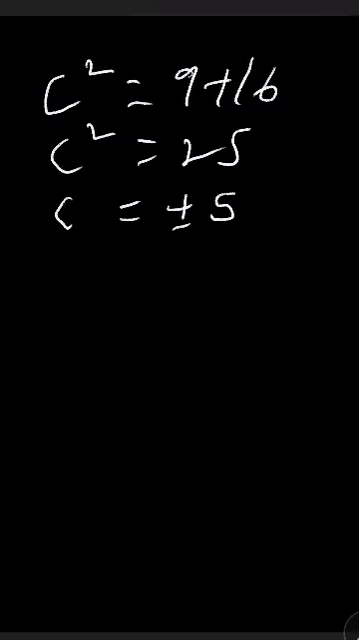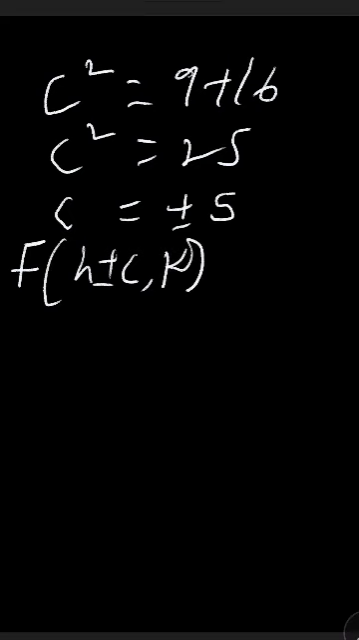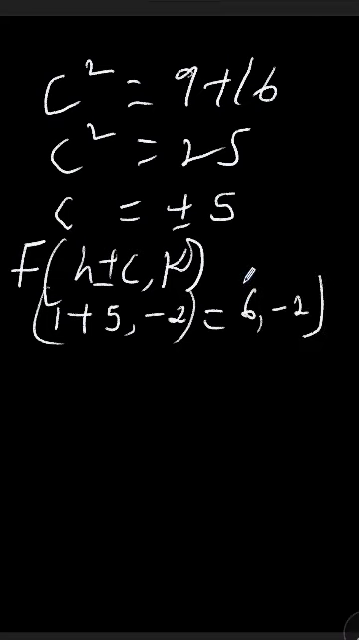And the question says find the foci. The foci is given to us to be h plus or minus c, comma k. So what is our h? Our h is 1. If we take the positive one first, plus c. And what is our c? That is 5. Take the positive one first, comma k, and k is minus 2. Which means it's equal to 1 plus 5, that is 6, comma minus 2. So that is the focus for the positive one.